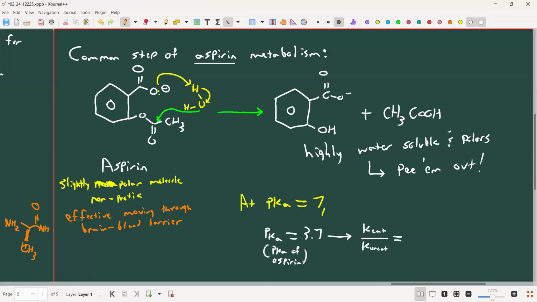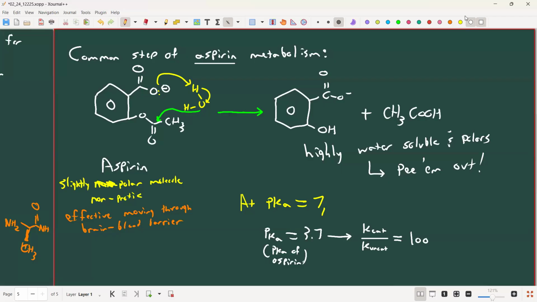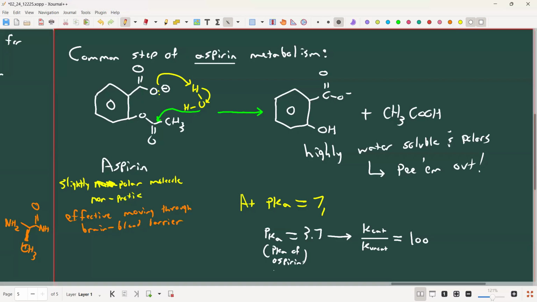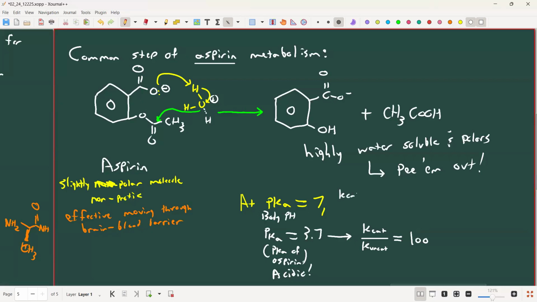And in the body, it happens 100 times faster. Okay, so it's 100x faster with an enzyme. At pKa equals 7, remember that pKa 3.7 is acidic. Right, so we could probably think that this is probably hydronium ion, which makes this much more effective. At pKa equals 7, body conditions, body pH, Kcat over K uncat is 5,000.